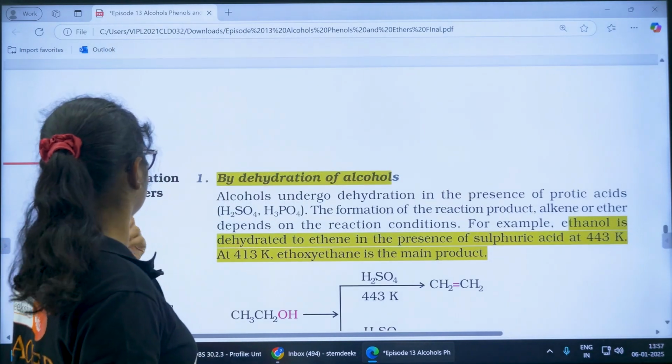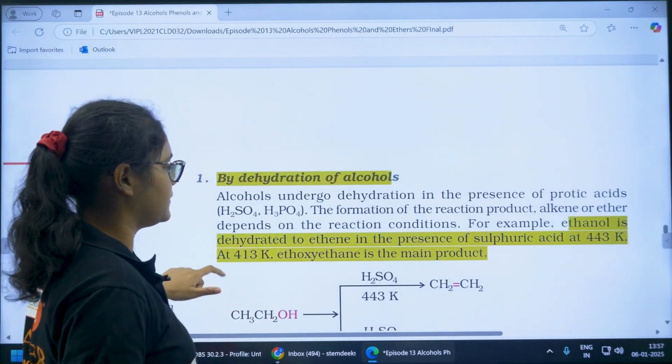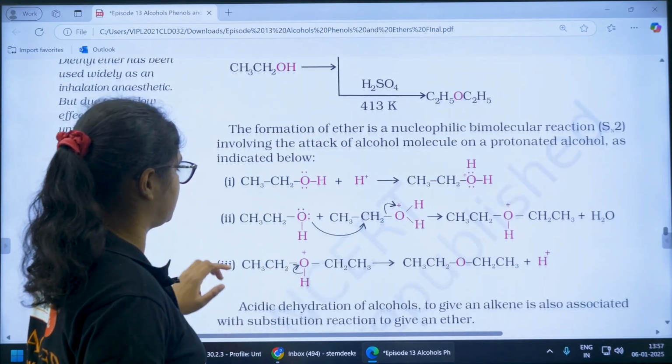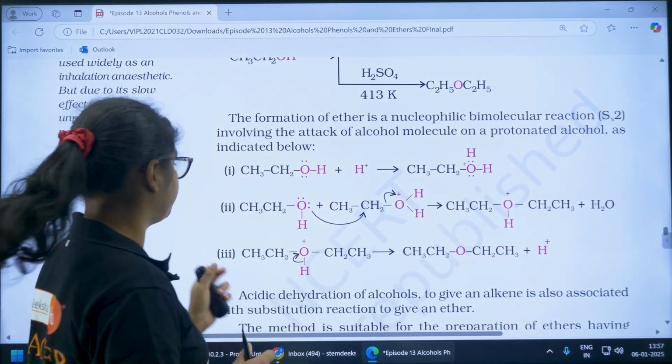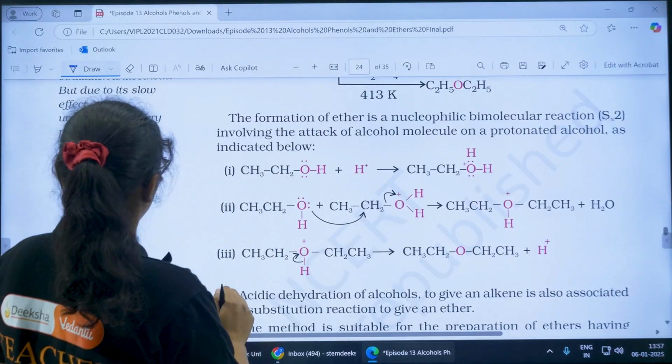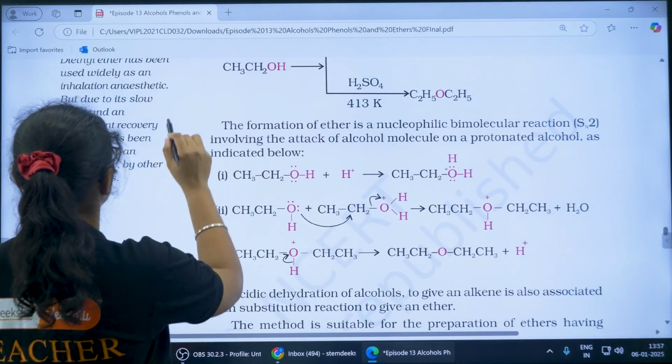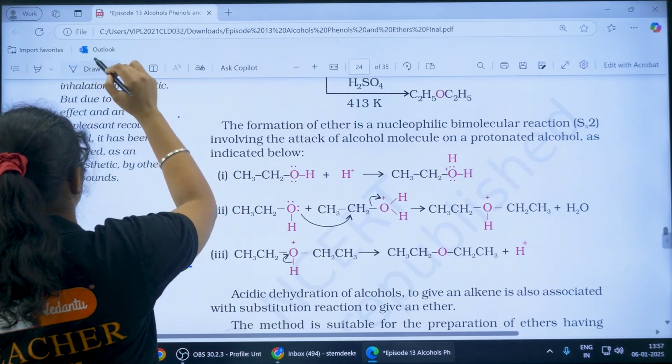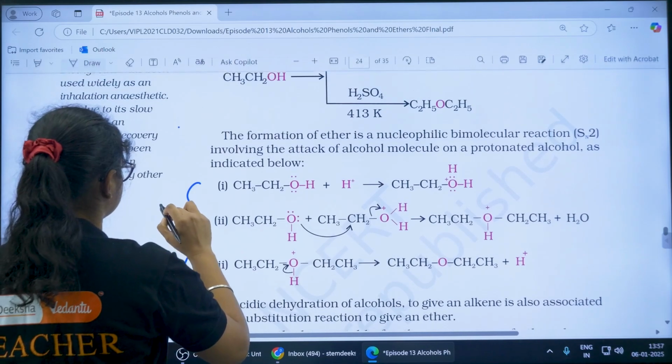Now moving forward towards the preparation of ether. The mechanism here should be very, very important. This mechanism is very important, so please prepare it thoroughly. Okay, this is important.